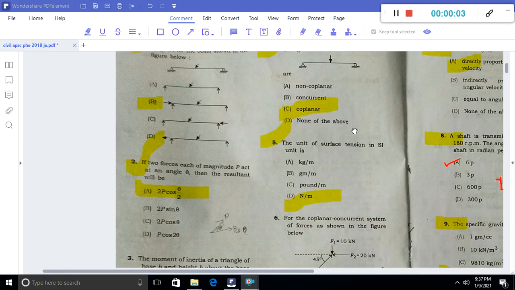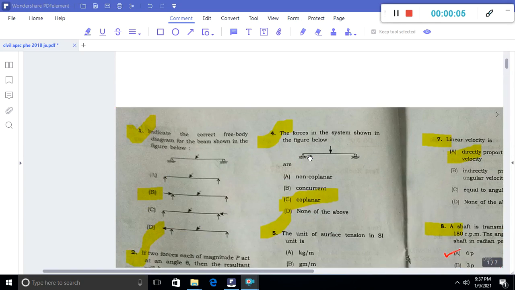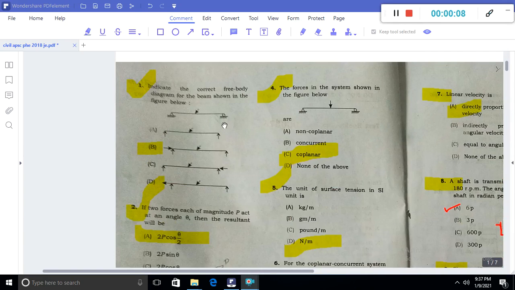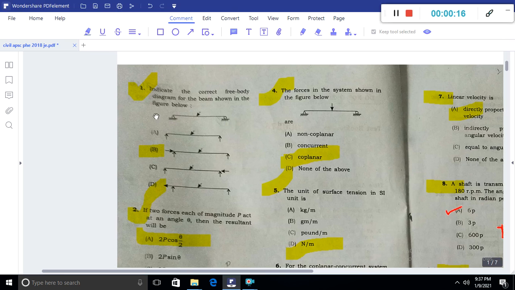PSC 2018 question paper, Assistant Engineer. The question is: indicate the correct free body diagram for the beam shown in the figure. This is a hinge support, this one is a hinge support and this one is a roller support. For a hinge support there is a horizontal direction of reaction and a vertical direction of reaction.